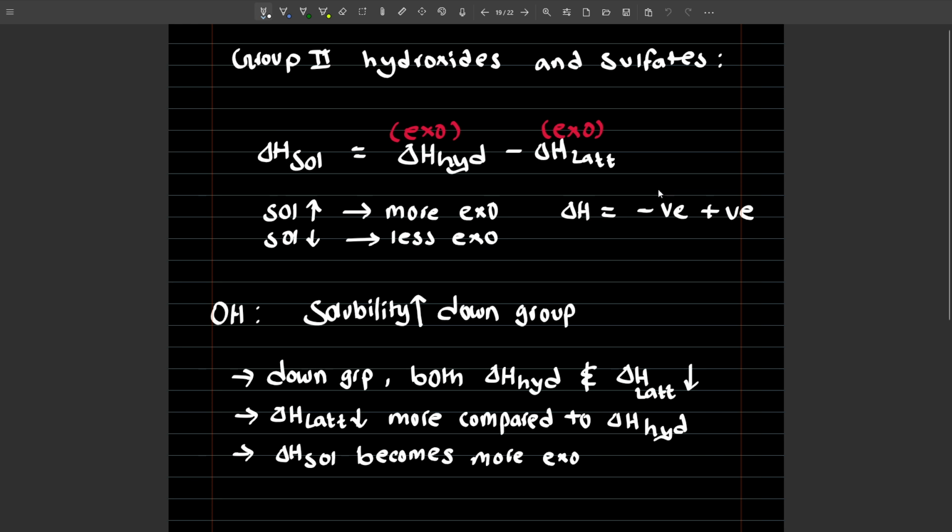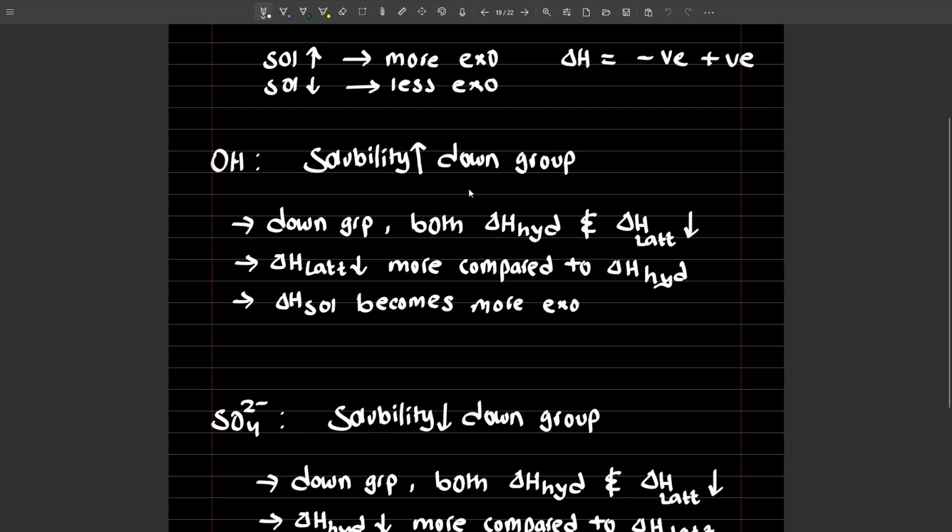Now we have to understand that as we go down a group, both enthalpy change of hydration and lattice energy are going to decrease. That means both of these values will decrease. However, if this value decreases less than this value, that means the entire answer is going to be more negative. That means it's going to be more exothermic. That means the solubility is going to be more. That is exactly what we have written over here.